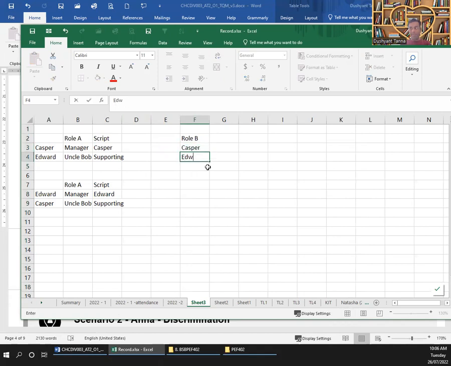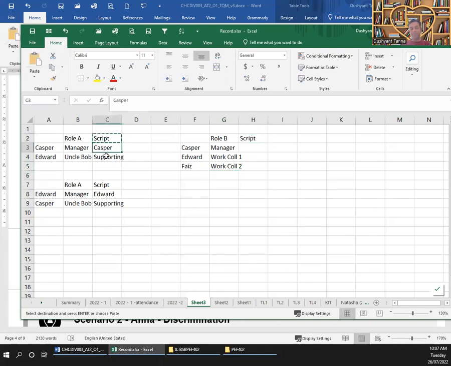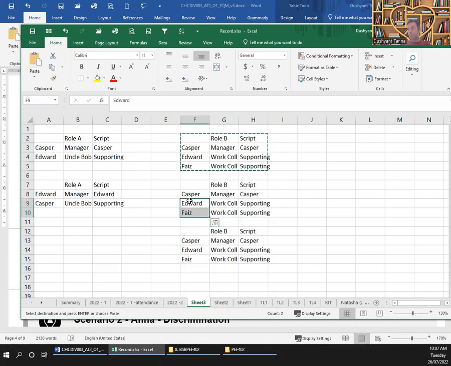Now, when you come to role B, let me go with the minimum scenario. So Casper, Edward, and Faze. Casper is the manager, Edward is work colleague 1, and Faze is work colleague 2. The script is the responsibility of Casper, and these two are just supporting if required. You will go for round 2, and then you'll go for round 3. If this makes sense.